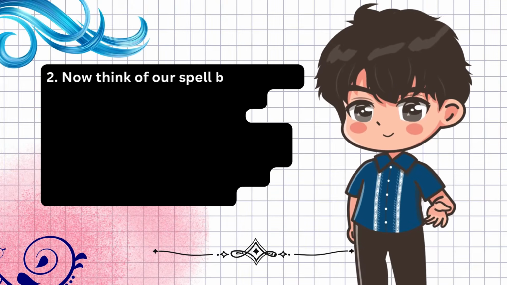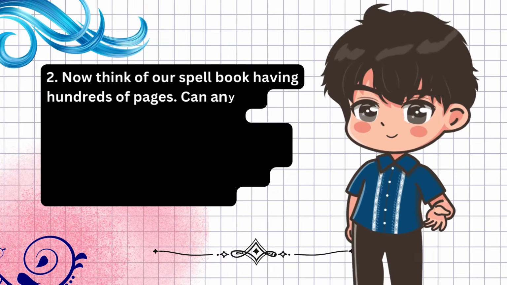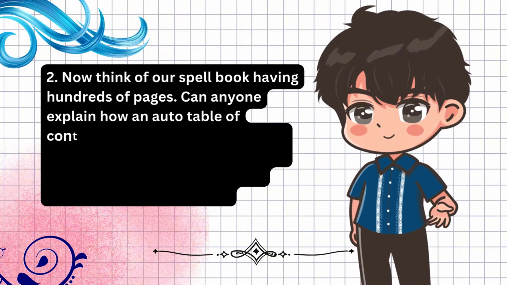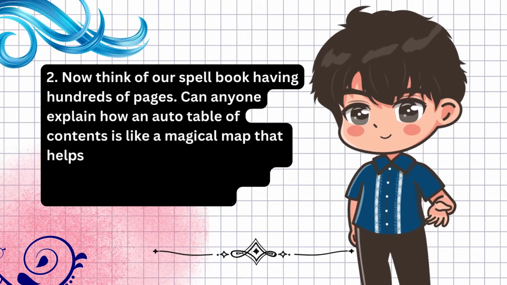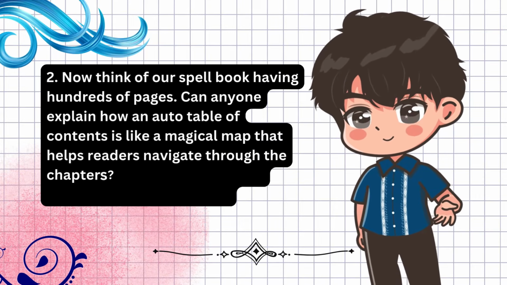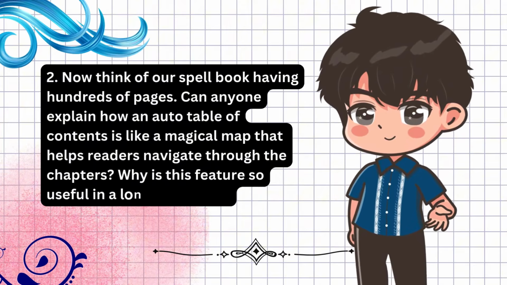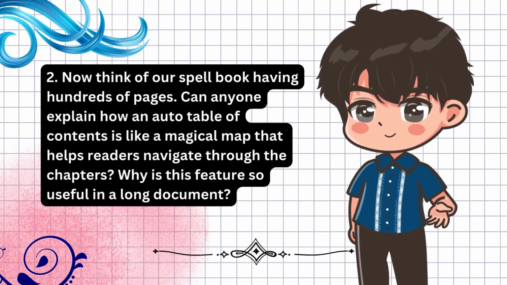2. Now, think of our spell book having hundreds of pages. Can anyone explain how an auto table of contents is like a magical map that helps readers navigate through the chapters? Why is this feature so useful in a long document?